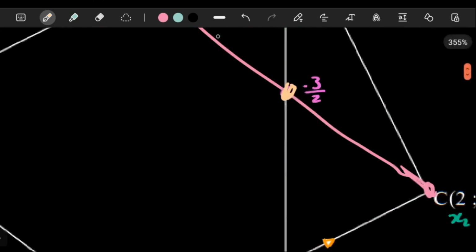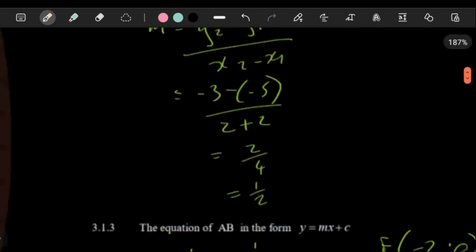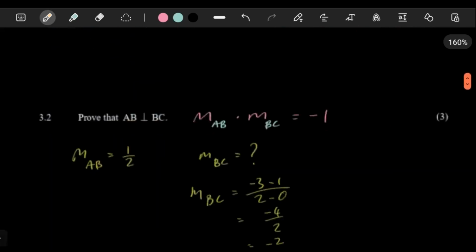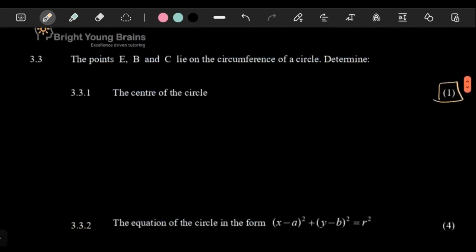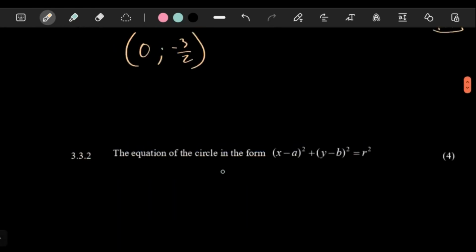What we know about this point is that the x value is 0, but the y value is -3/2. So with all that being said, we can move on to the next question. Let me write here 0, -3/2. Next one says the equation of the circle, we should determine the equation of the circle in this format.